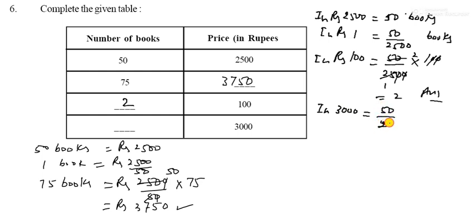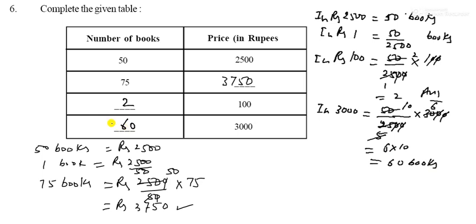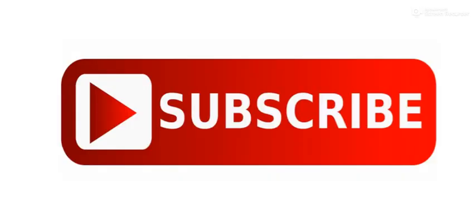Now come to this one. So in 3000, you can see here 50 upon 2500 into 3000. So 0 cancels with 0 and 0 cancels with 0. So 5 5 ja 25 and 5 6 ja and 5 10 ja. So it is 6 into 10, that is 60. What, 60 books? So you can write here 60.